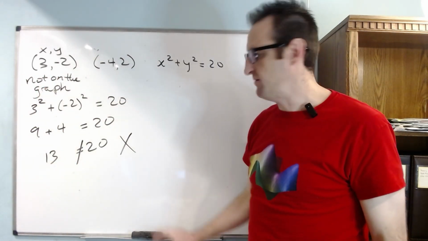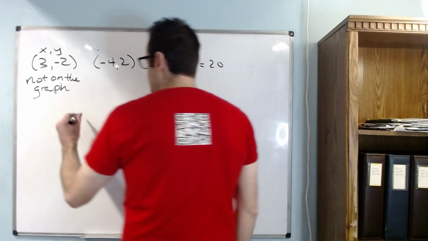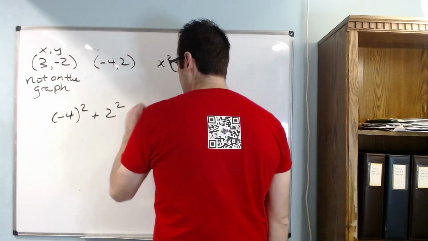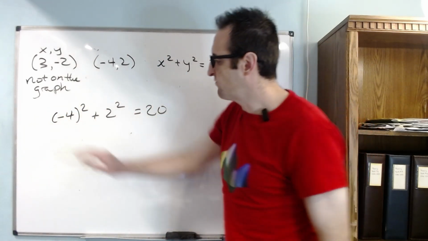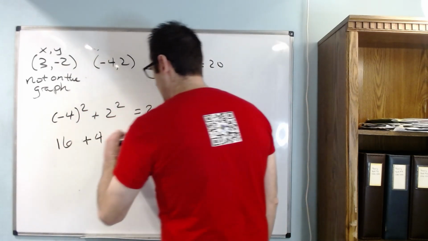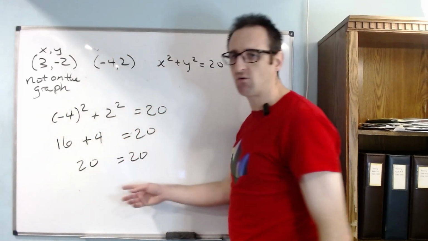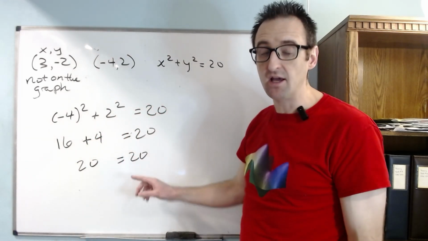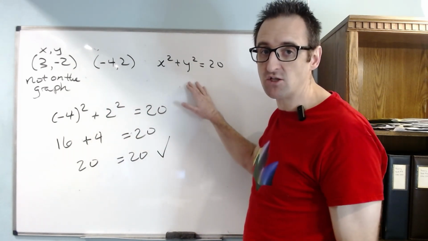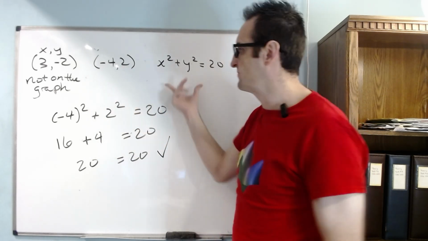So let's check the other point. Here we're going to plug -4 in for x and 2 in for y, which yields (-4) squared plus 2 squared, and we want to know, is that equal to 20? (-4) squared is 16, 2 squared is 4, 16 plus 4 is 20, and so this yields an equation that says that 20 is equal to 20. That's a true statement. So because plugging this point into this equation yielded a true statement, it means that this point is on the graph of that equation.